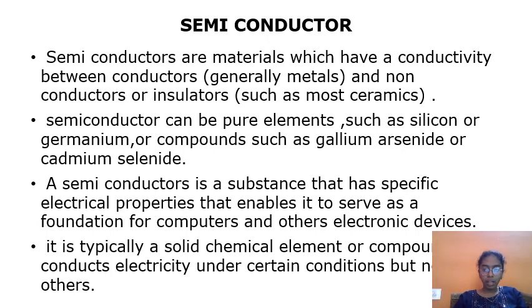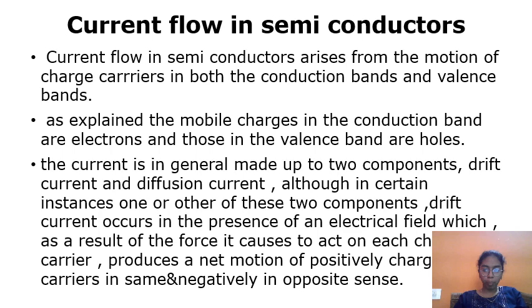Now I would like to tell about another topic, that is current flow in semiconductors. Current flow in semiconductors arises from the motion of charge carriers in both the conduction band and valence band. As explained, the mobile charges in the conduction band are electrons and those in the valence band are holes. The current is in general made up of two components, drift current and diffusion current.